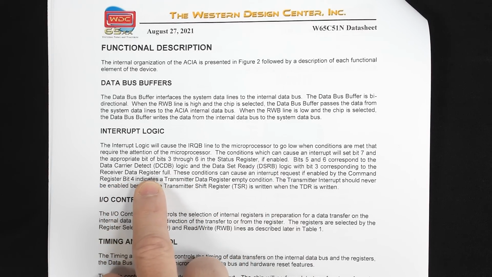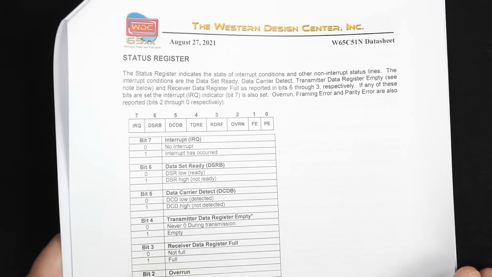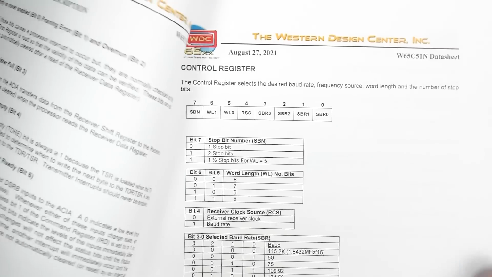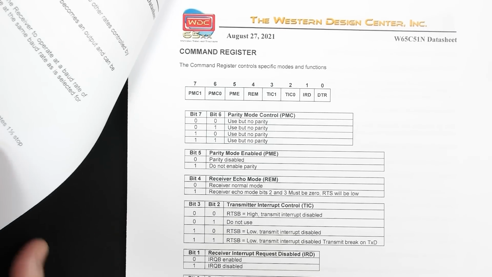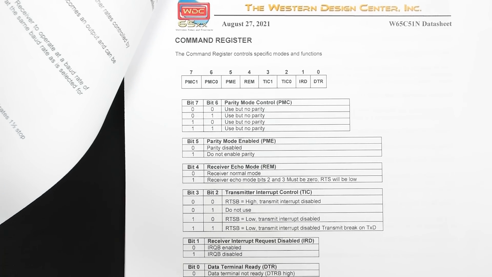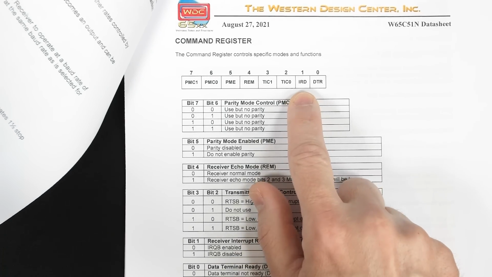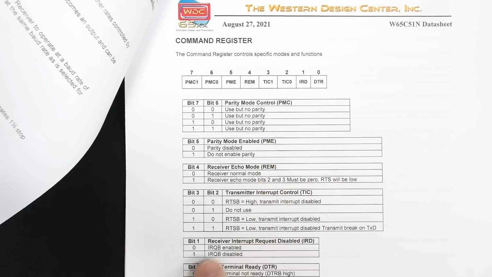When a new character comes in, it gets sent over the serial connection 1 bit at a time, and when all of the bits have been received, the receiver data register will be full. And so this chip can generate an interrupt, which we can use to have the microprocessor read that data register and put it in memory right away before another character comes in. And so to enable those interrupts, we need to set this bit 1 here in the command register to 0 to enable the interrupt requests.